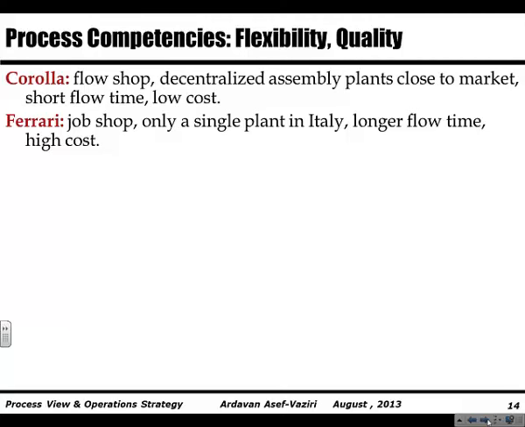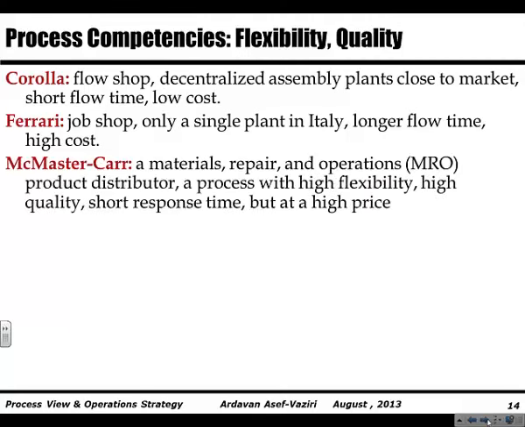Which one is a better company? We really don't know. It depends on the strategy and the market segment that they have focused on. If they are synchronized with those elements, they are successful. Otherwise, they are not. McMaster-Carr is a maintenance, repair and operations, what they usually call MRO, product distributor. A process with high flexibility, high quality, short response time, but high price. Whatever they provide for you, you can buy it in the market at a lower cost, but in a longer time, or perhaps not at the quality they provide.